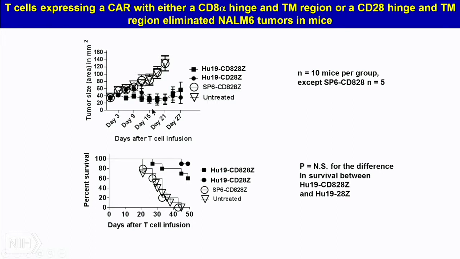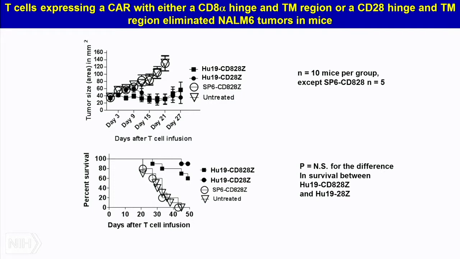Some mice had complete elimination of their tumors and some mice had tumor growth, so the average was basically a stabilization for a while. Survival, you can see here, there was no statistically significant difference in survival. There were somewhat more mice dying in the Hu19 CD828Z group. And we do think that indeed the Hu19 CD28Z CAR is a little bit more effective in the mice.